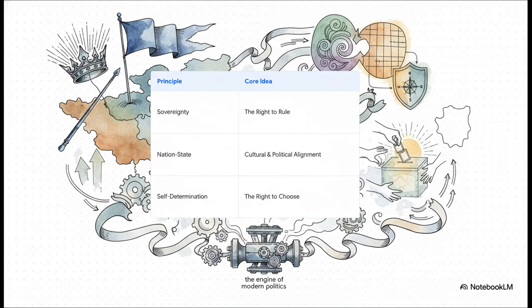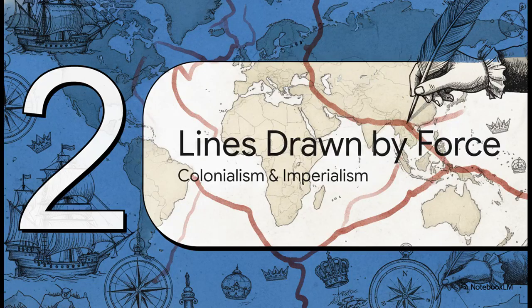So when you see these three ideas laid out together, it really clicks. Sovereignty is the right to rule. The nation state is the dream of a perfect alignment between a people and their land. And self-determination is the right to choose that state in the first place. These three principles, they are the engine of modern politics. So yeah, those are the rules. But for a huge chunk of history, those rules were completely and totally ignored.